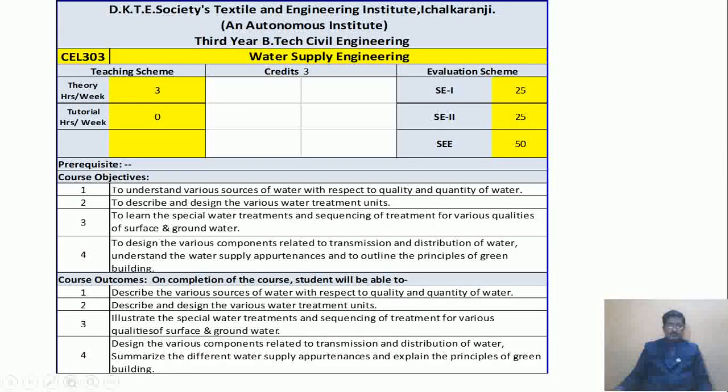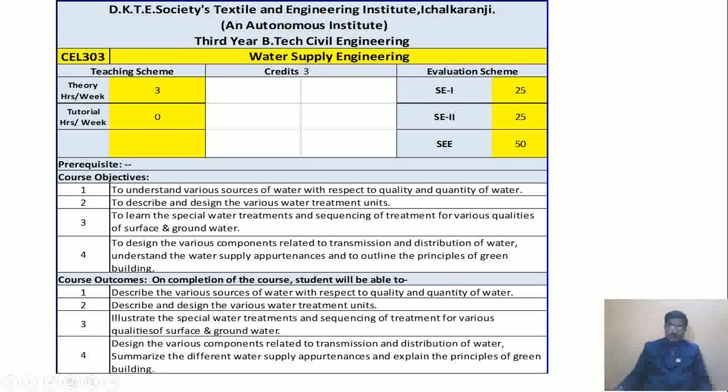So, what are the course outcomes? On completion of the course, the students will be able to describe the various sources of water with respect to quality and quantity of water. They can describe and design the various water treatment units. The student can illustrate the special water treatments and sequencing of the water treatment for various qualities of surface and groundwater. Also, you can design the various components related to transmission and distribution of water, summarize the different water supply appurtenances, and explain the principles of green building.